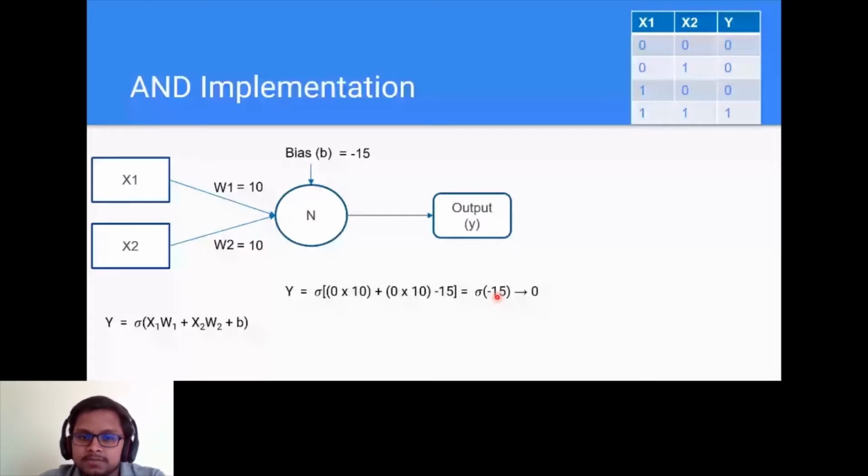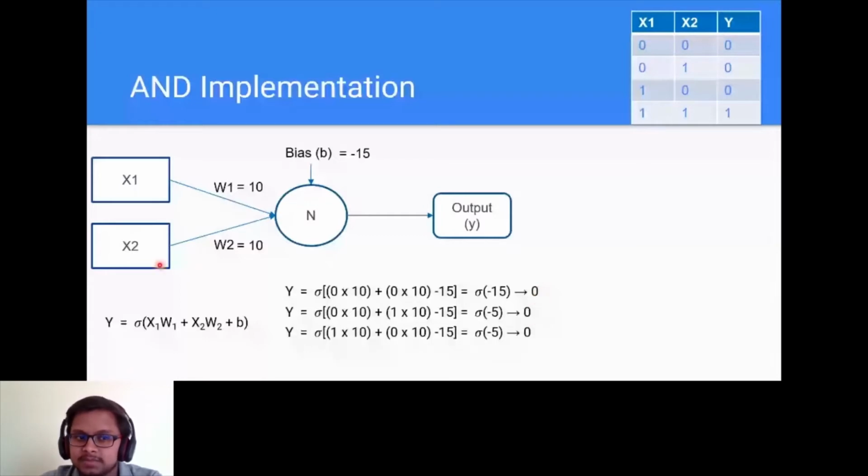Then for the next case of 0 and 1, what we will have is x1 into w1, which is 0 into 10, and then 1 into 10, which will give us 10 over here, and then -15, which totals to sigmoid of -5. Again, this is a negative value. So the sigmoid lies below 0.5 in case of a negative input, so again we will have 0 over here. This next case will be just similar to this, just switching x1 and x2, and this will also give us a 0.